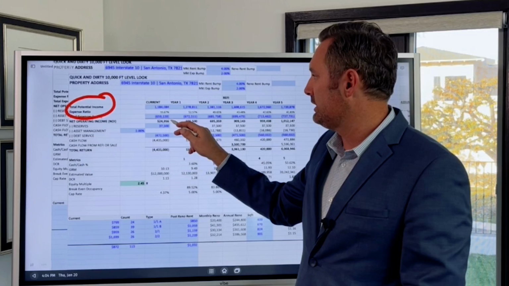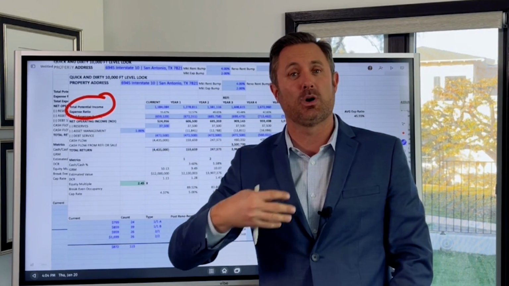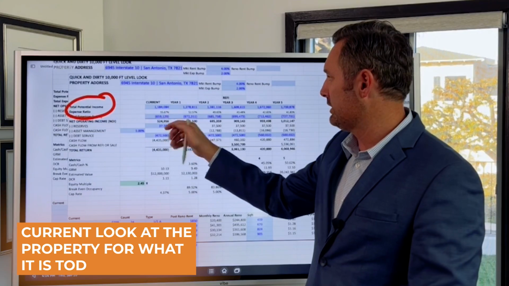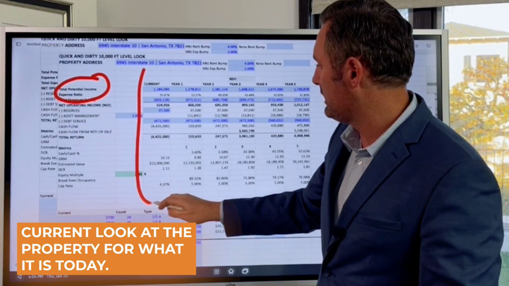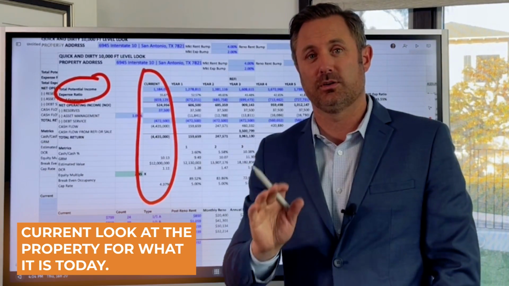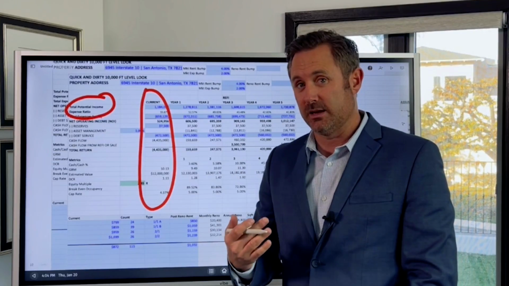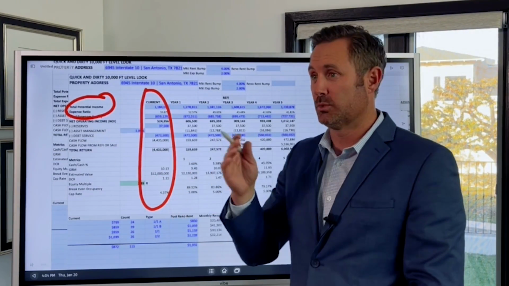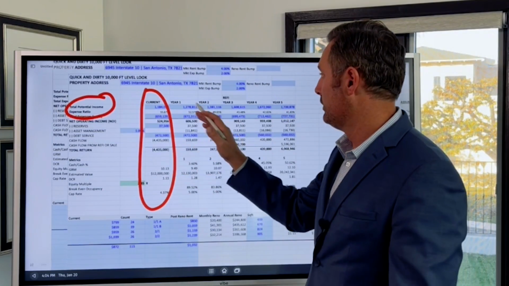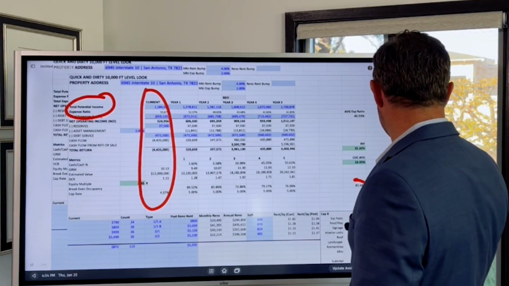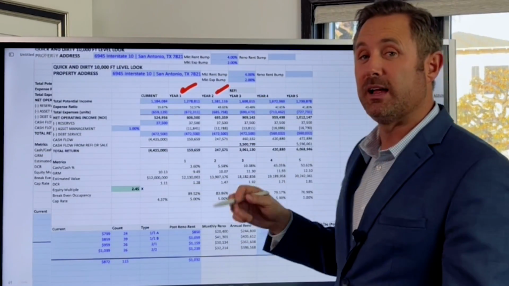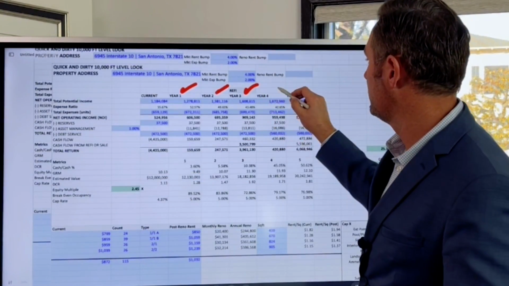Then we'll use the expenses shown on the T12 or the profit and loss statements provided to us and plug that number in here. So we're getting a current look at the property for what it actually is today. Then we begin to draw in some of our projections based on the variables. Once we do a renovation on the property, what does it look like after year one, year two? Then we come into a refi year. Once we've renovated the property, we're going to refinance it. What does year three, four, and five look like?